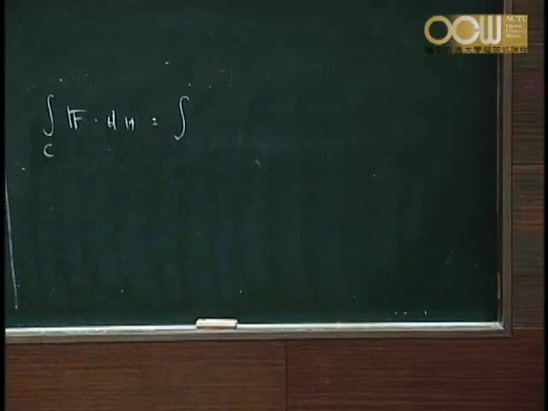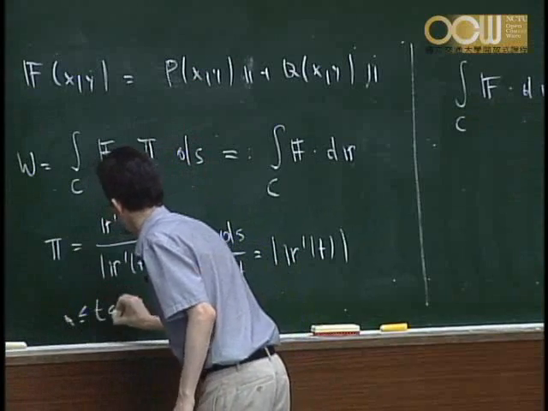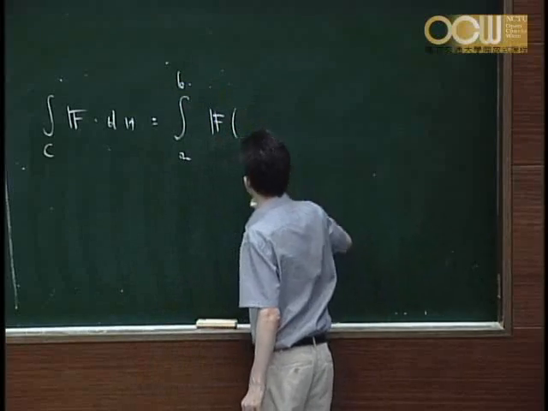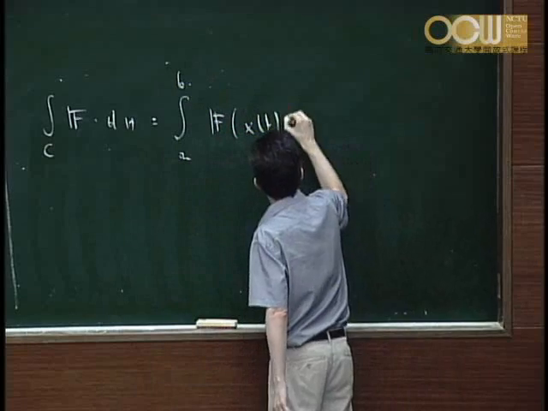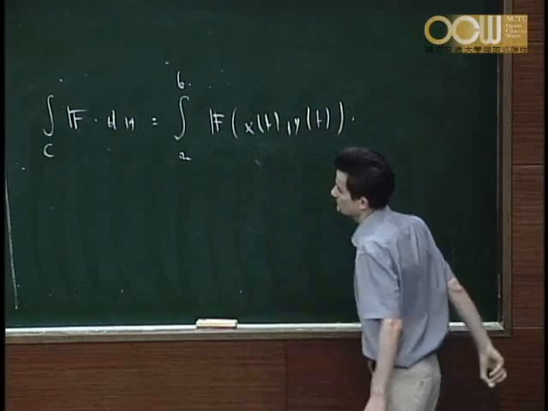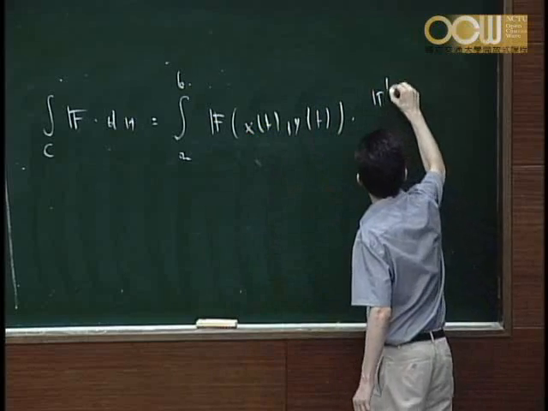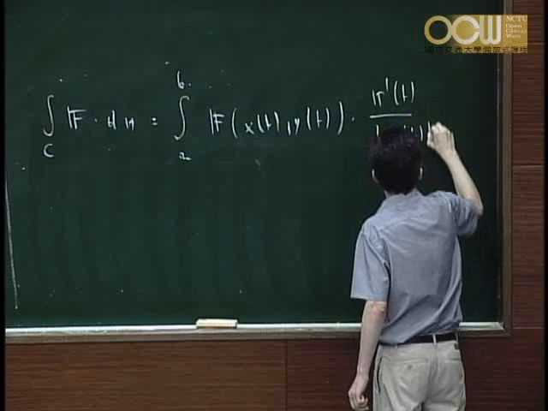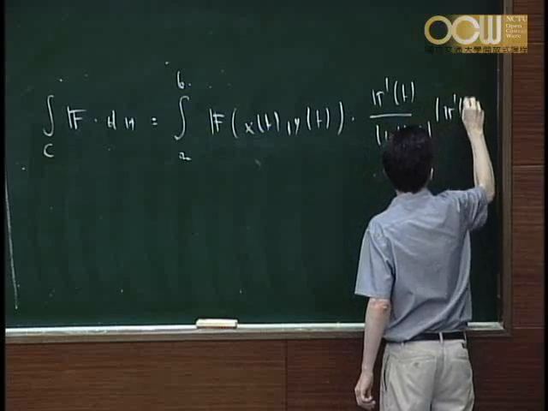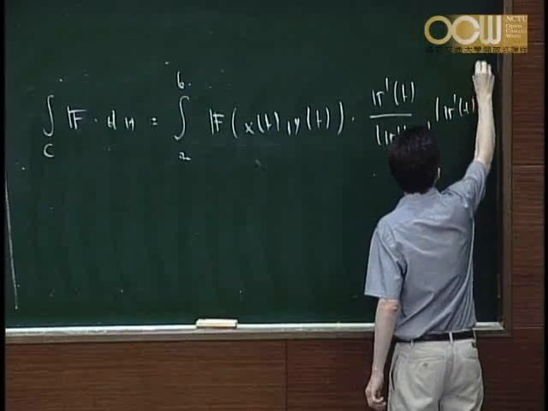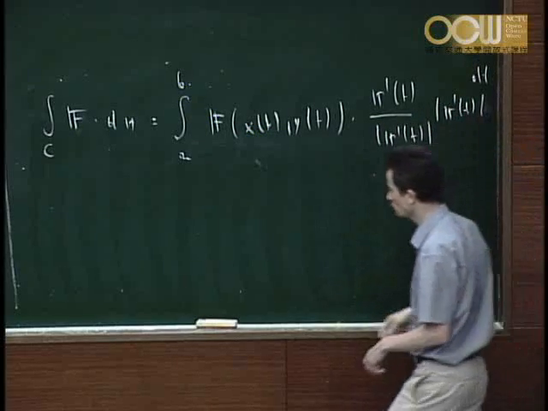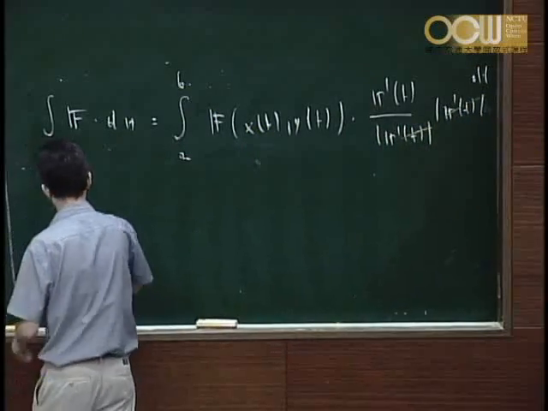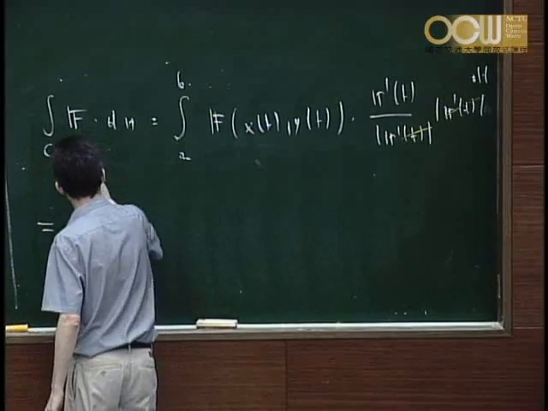dr is equal to, because we need some parameterization, let's say t goes from a to b. So by plugging this in, this becomes the integral from a to b, and then the vector field evaluated at x of t, y of t, multiplied with the derivative of the vector function over the length of the derivative, times the length of the derivative, times dt. Now those two cancel, and everything becomes the integral from a to b.